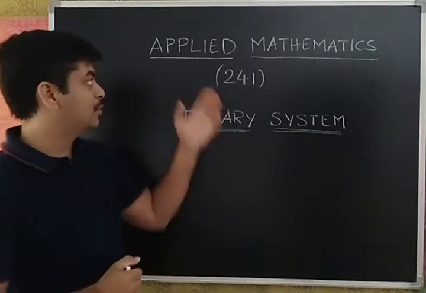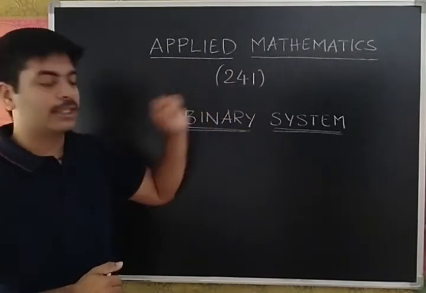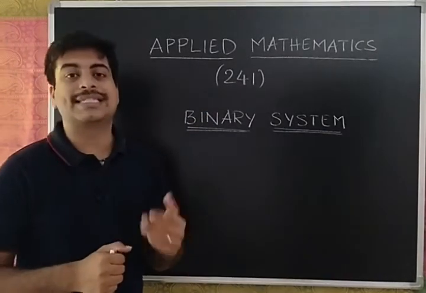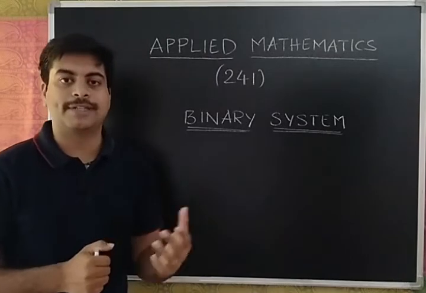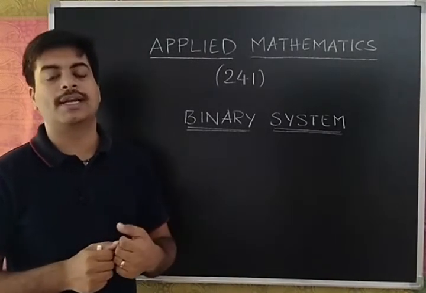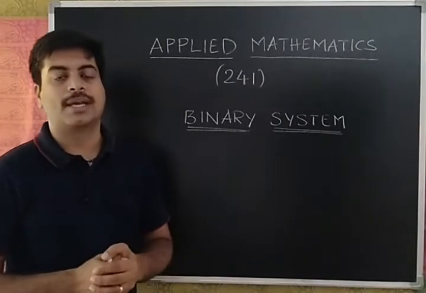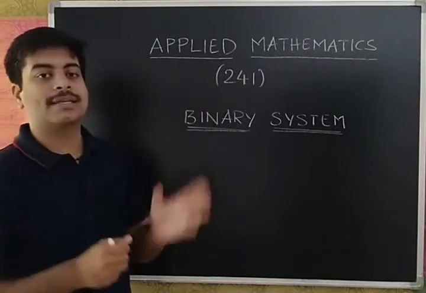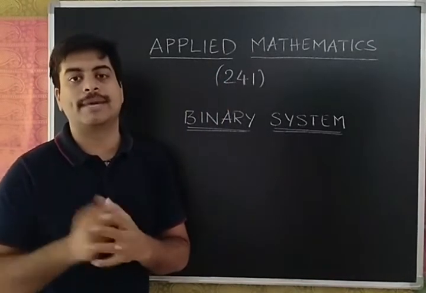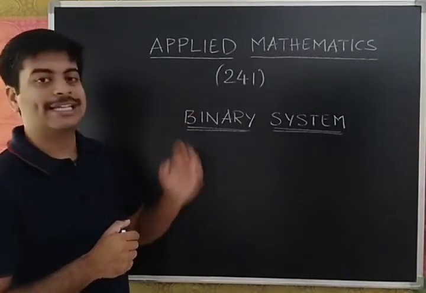So today we are here to start a new course called Applied Mathematics, Subject Code 241. Applied Mathematics used to be a skill subject till the previous academic year, and from this academic year, that is 2020-21, Applied Mathematics is introduced as an elective. Applied Mathematics has some difference in topics when compared to the normal basic mathematics, and the first topic we are going to learn is the binary system.